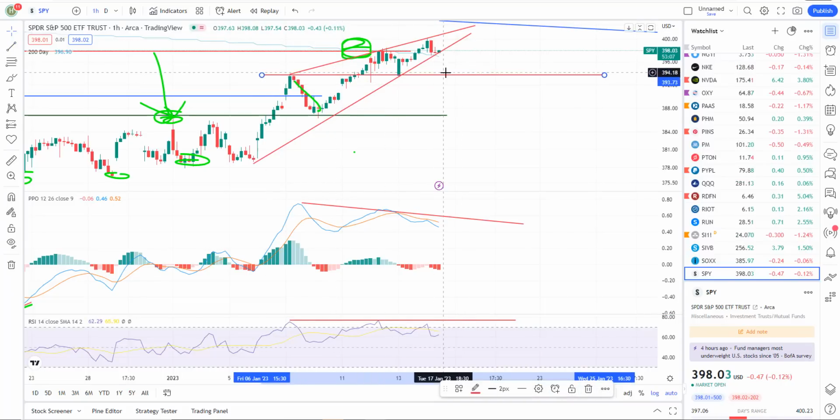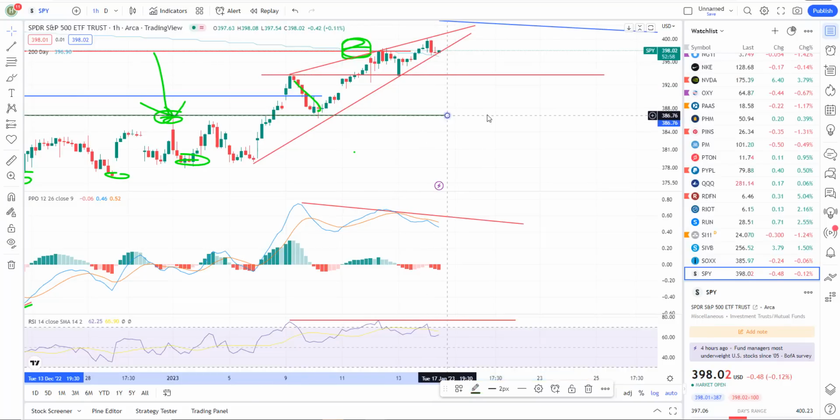First, that was kind of your former reaction high. You can see the reaction candle here. So I think that's about 393.85, somewhere right in there. And then I've got this level all the way down here at 387. Okay, so those are the two levels that I'm really most concerned about on the SPY in the short term.